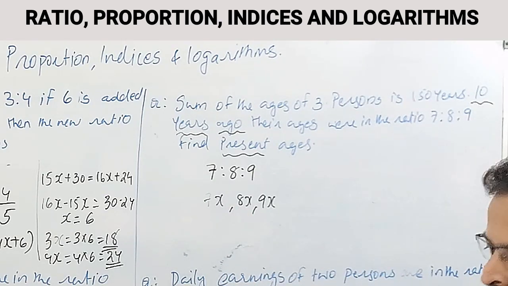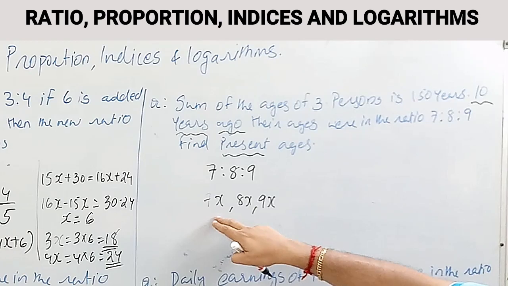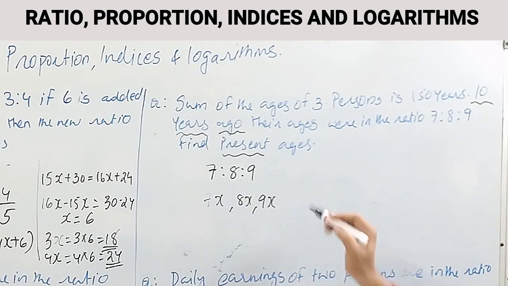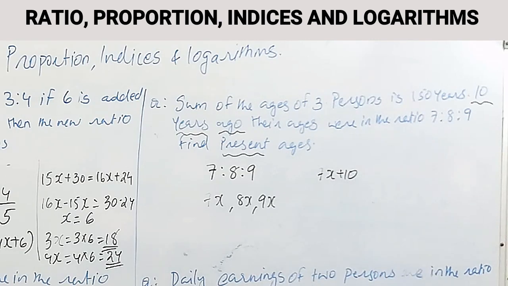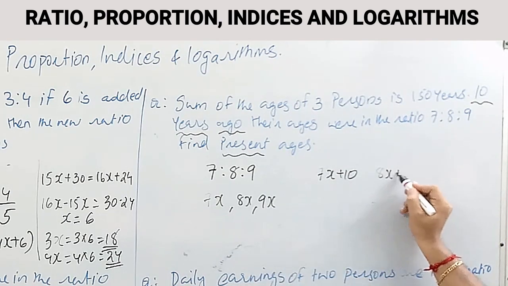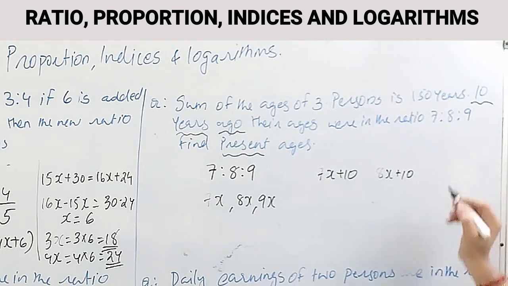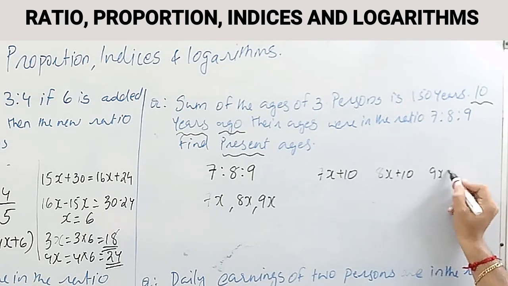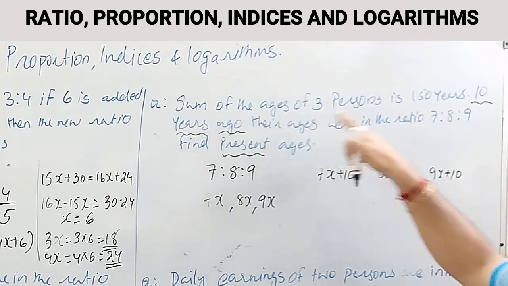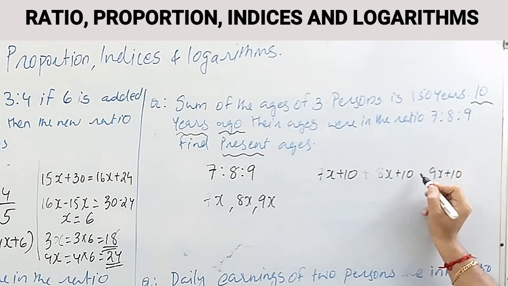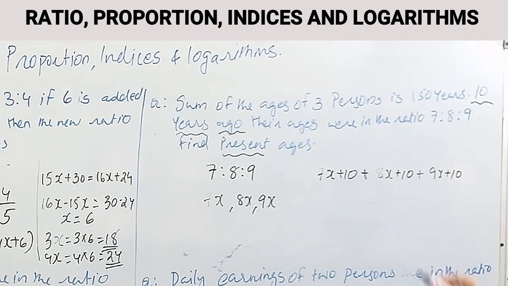After 10 years, that means right now, the present age means every person increases by 10 years. That means 7x plus 10 will be the present age of the first person. 8x plus 10 will be the present age of the second. 9x plus 10 will be the present age of the third person. The sum of the ages of 3 persons, if we add, we will get 150 from the question.